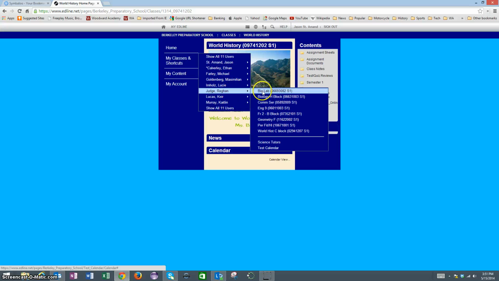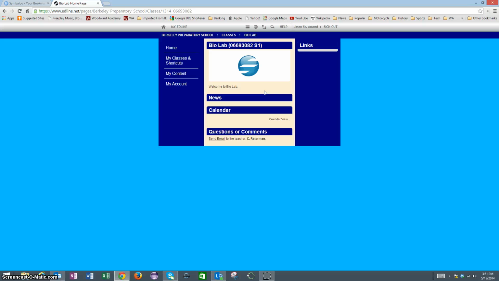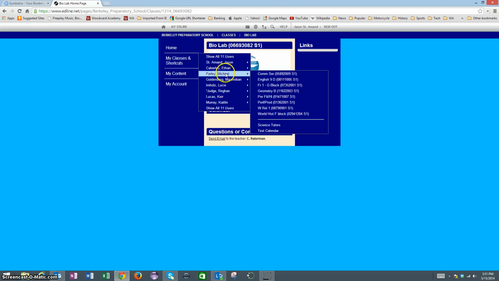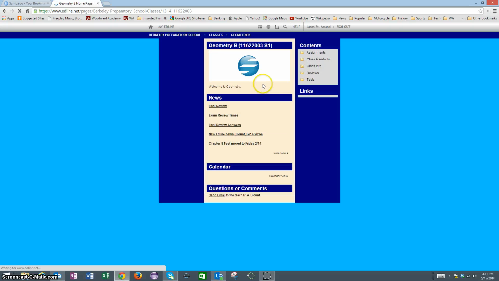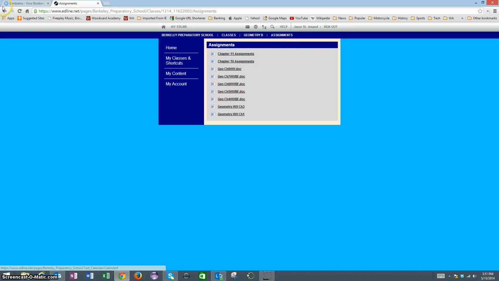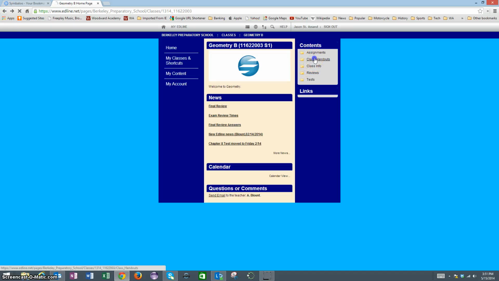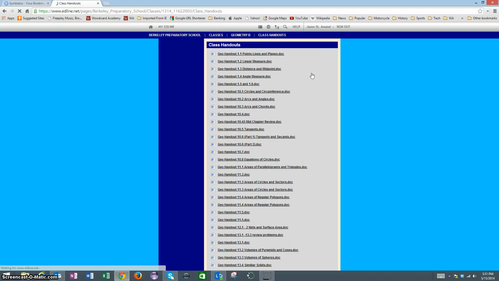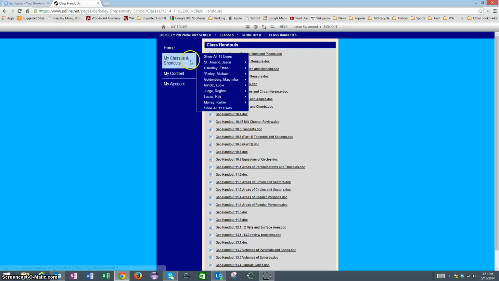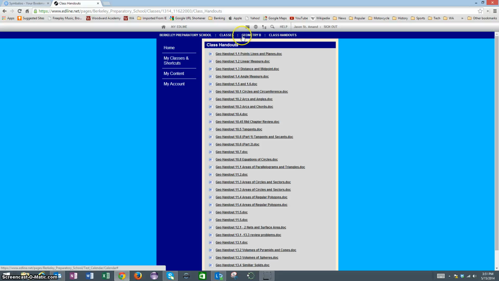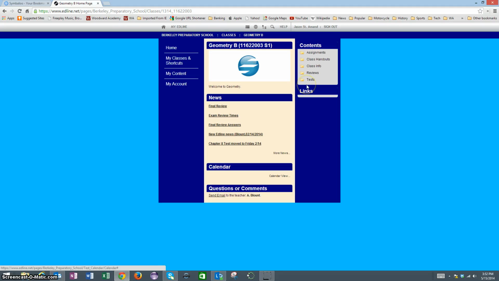If we look at another student, let's look at a bio lab. You could see here that this particular student, let's try another one, geometry. Their assignments are here. If we go back one, their handouts are located here. So you start to get an idea that these pages have a very similar look and feel, and once you master one, you'll master the other.